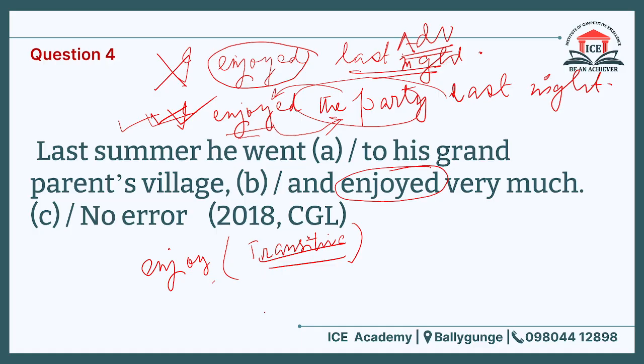Now if we talk about the main sentence, last summer he went to his grandparents' village and enjoyed very much. Obviously, in this sentence, the verb enjoy doesn't have an object. Therefore, the sentence is wrong here. If the transitive verb doesn't have an object, you have to provide an object. You have to provide himself. That means a reflexive pronoun should be used after enjoyed. So last summer he went to his grandparents' village and enjoyed himself very much. Then the sentence becomes correct.